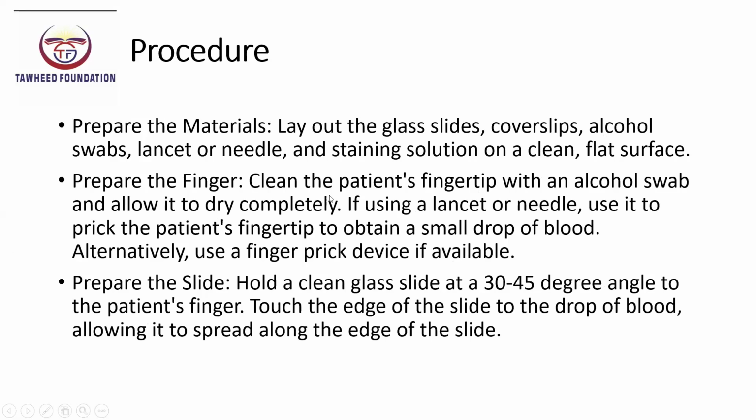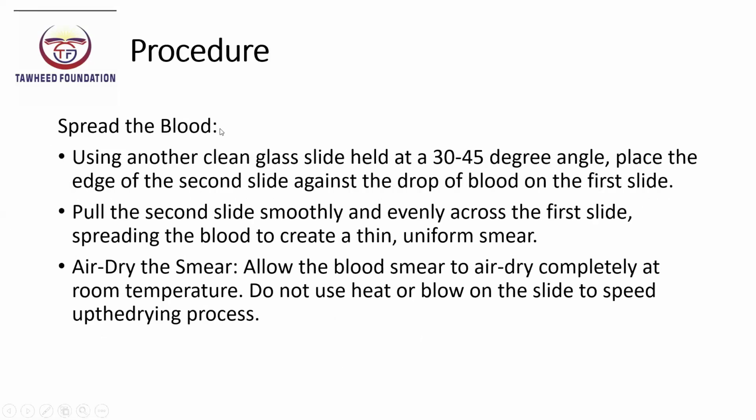Prepare the finger. You should clean the fingertip with an alcohol swab and puncture it with a lancet or needle, used to prick the patient's fingertip to obtain a small drop of blood. Alternatively, use a finger prick device if available. Preparation of slide: clean glass slide at around a 30 to 45-degree angle to the patient's finger. Touch the edge of the slide to the drop of blood, allowing it to spread along the edge of the slide. Spread this blood using another clean slide.